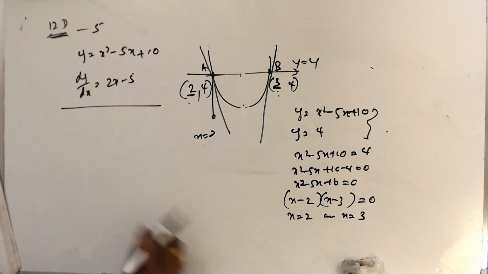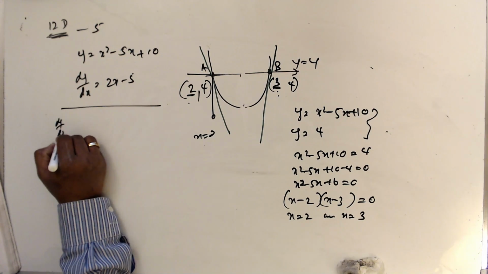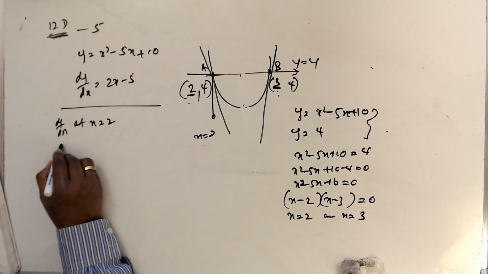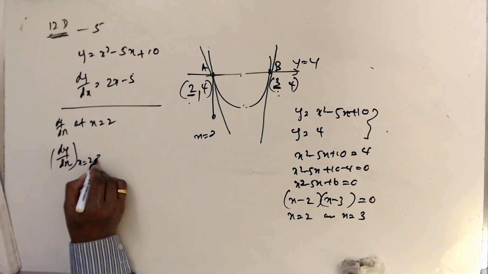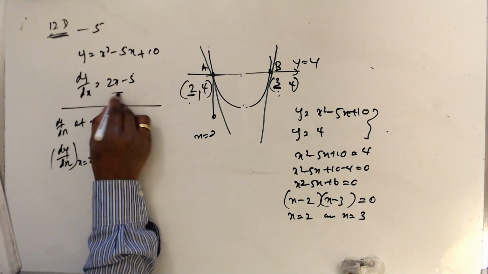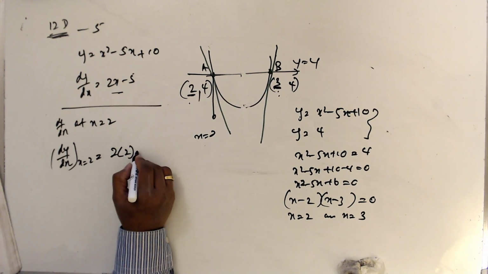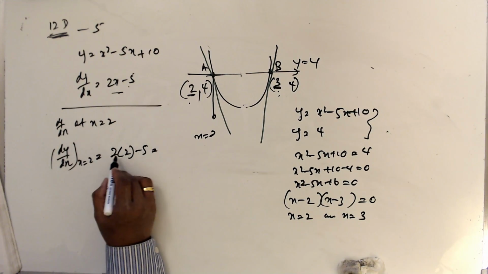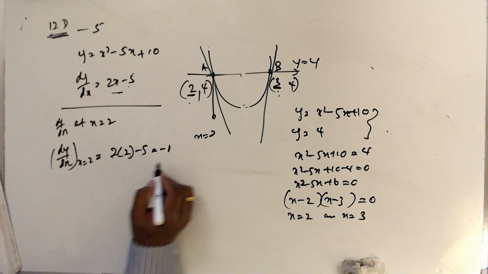Now dy by dx at x equals 2. So we can write it symbolically like this. At x equals 2, what is dy by dx? 2x we found out. 2 times 2 minus 5. So 2 times 2 minus 5, this is 4 minus 5, which is minus 1.